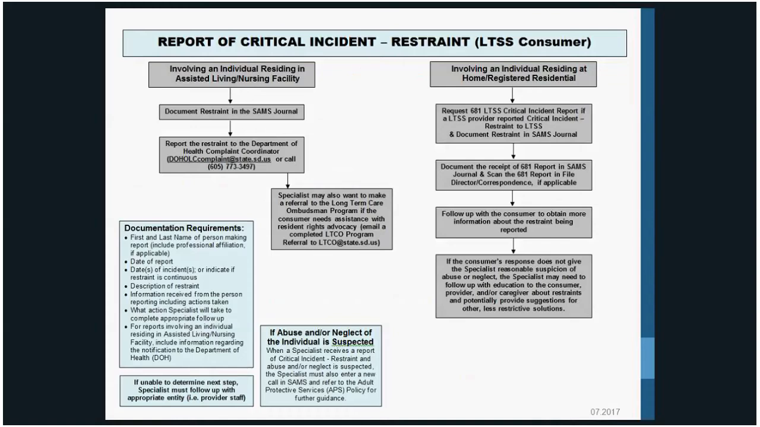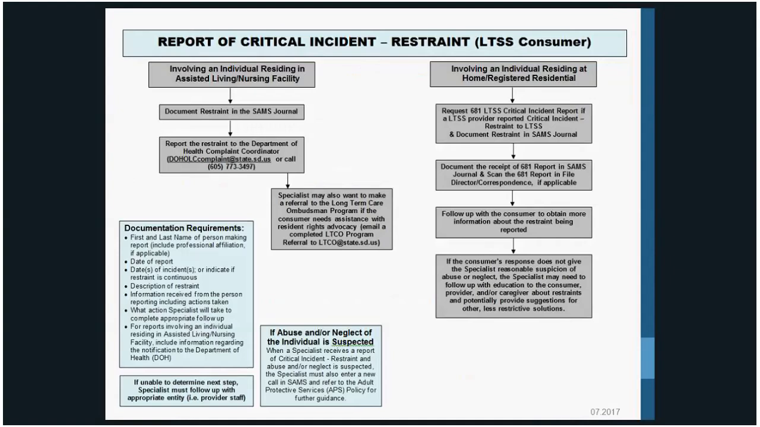On the right side, if the individual resides at home or registered residential, of course we would want to request a critical incident report form if the LTSS provider reported it, and document the restraint in the SAMS journal. Then you'd want to document the receipt of that report and scan it into File Director if it's applicable. You're going to want to follow up with the consumer to obtain more information about the restraint being reported or the seclusion that the consumer is experiencing.